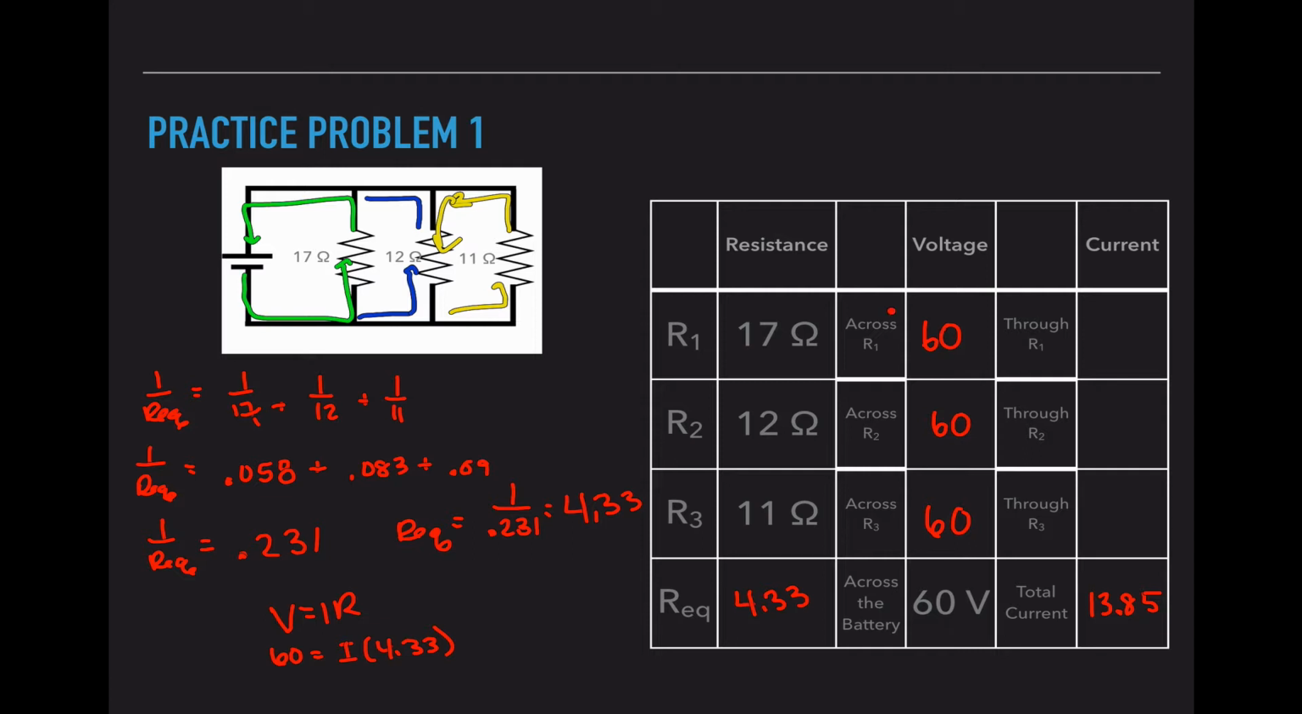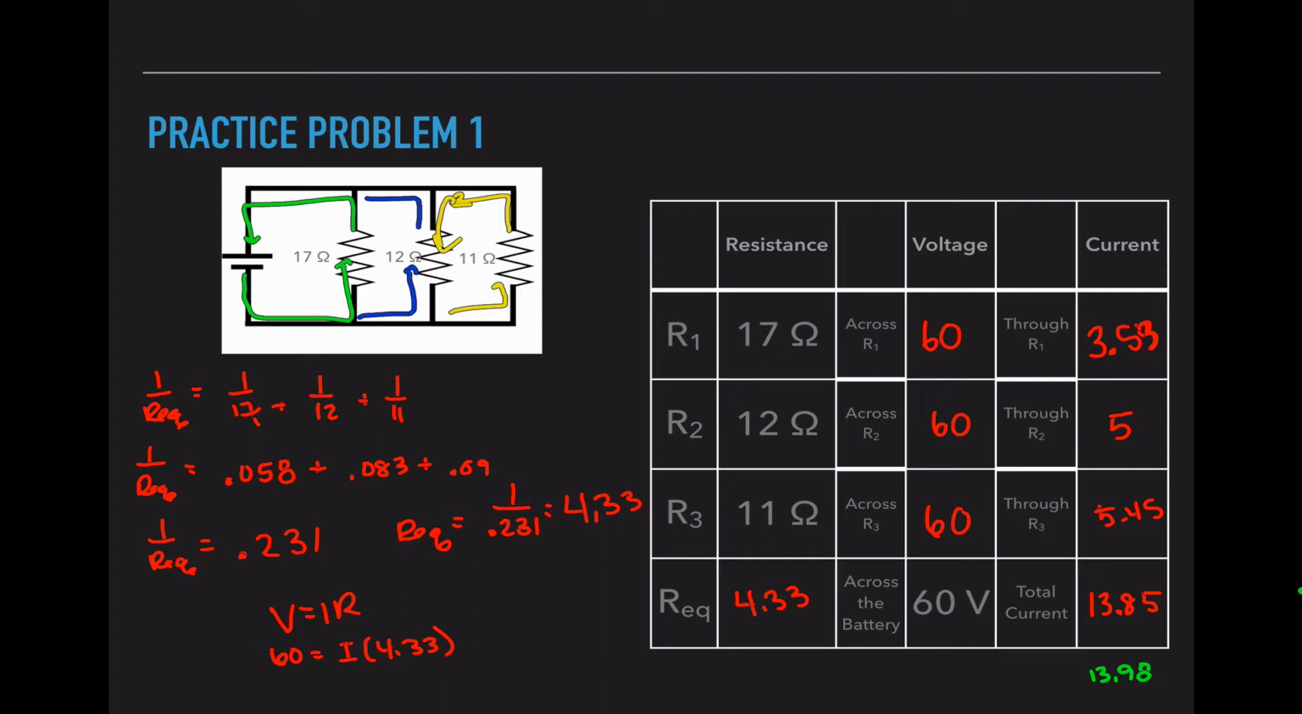Now I'm going to use V equals IR to calculate the current. My voltage is 60, my resistance is 17. 60 divided by 17 is 3.53. 60 divided by 12 is 5, and 60 divided by 11 is 5.45. Now if I add these three numbers up, I get 13.98. That's slightly bigger than 13.85, so that's just a rounding issue, and that's completely acceptable.